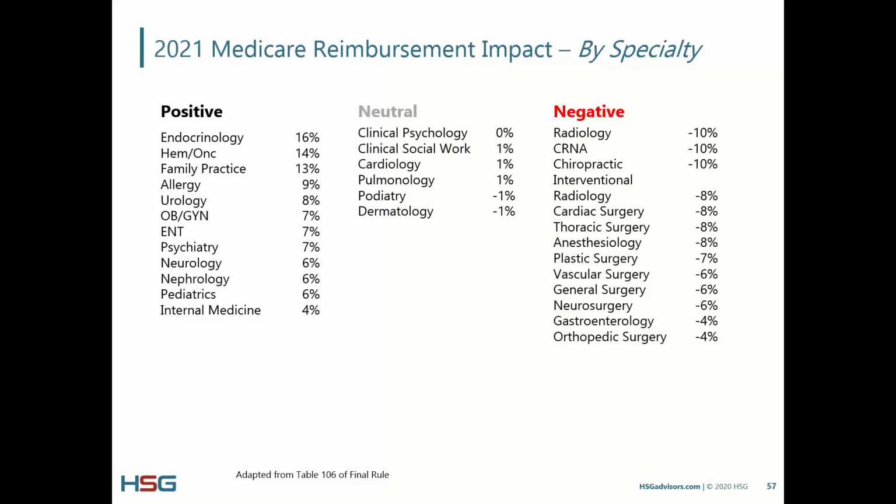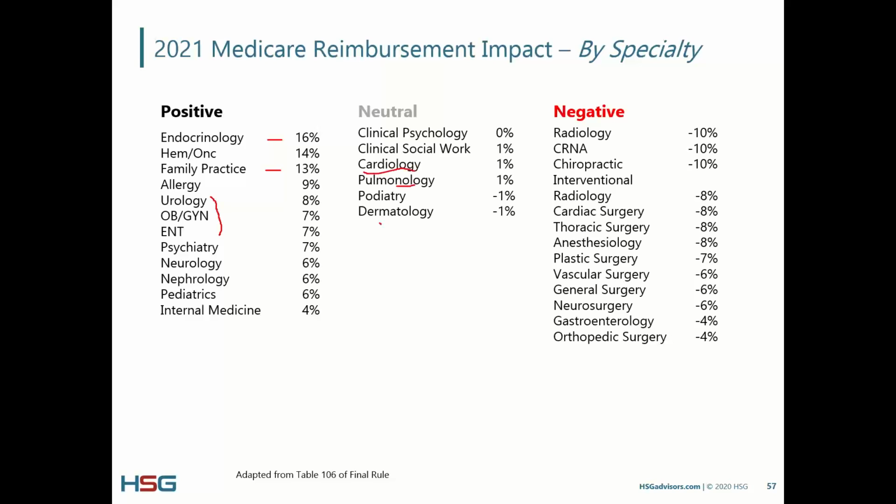Endocrine kind of leads the pack as far as increased positivity. Family practice is up near the top. And so, some fairly significant increases in some of these, and most of these are non-procedural, right? There are a couple of procedural in here, but many of these are non-procedural specialties. Neutral we'll leave for the moment.